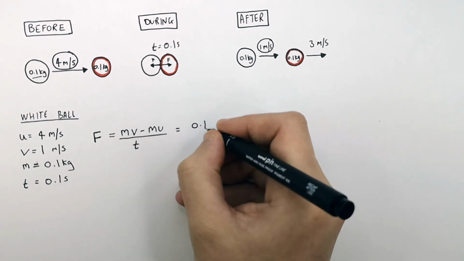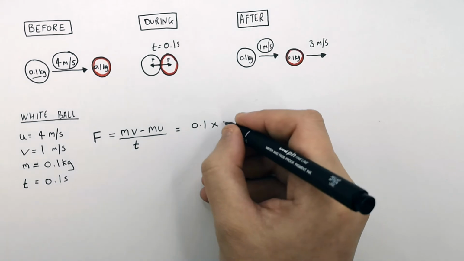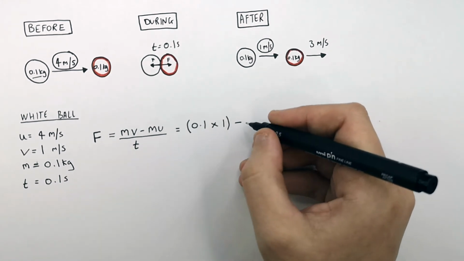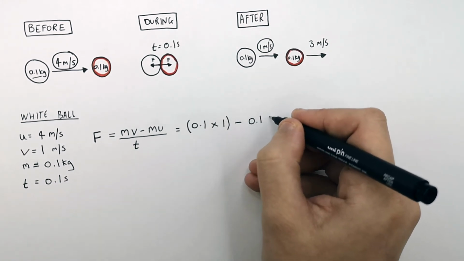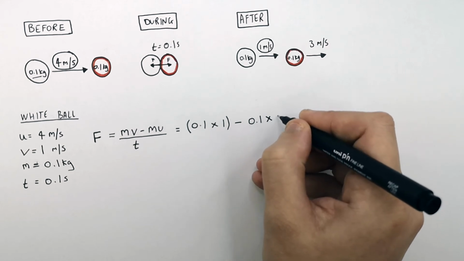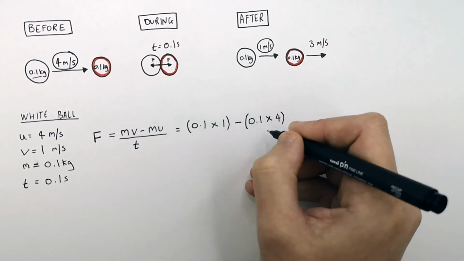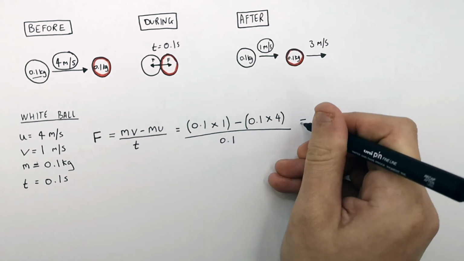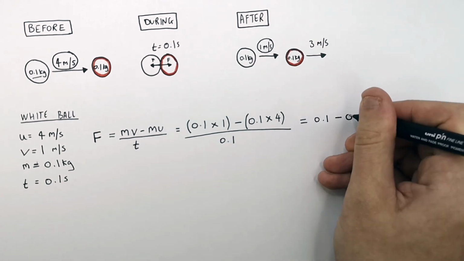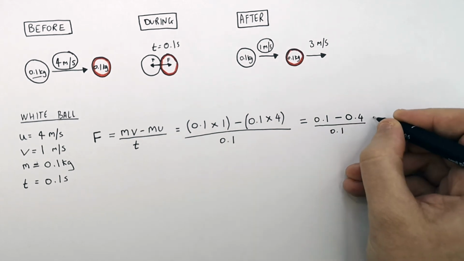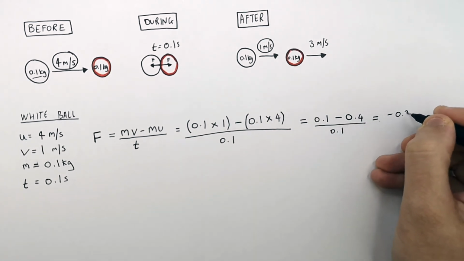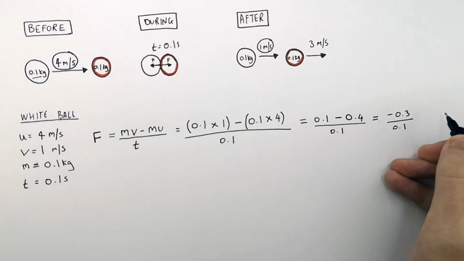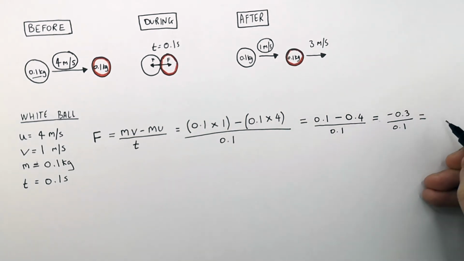So F equals m times v minus m times u, divided by t. The mass is 0.1 times v, the final velocity of 1, minus the mass of the ball, which is 0.1 kilograms, times u, the initial velocity, which is 4 meters per second. You divide that by 0.1 seconds. So that's 0.1 minus 0.4 divided by 0.1, which can be simplified to minus 0.3 divided by 0.1. So the force exerted by the white ball onto the red ball is minus 3 newtons.